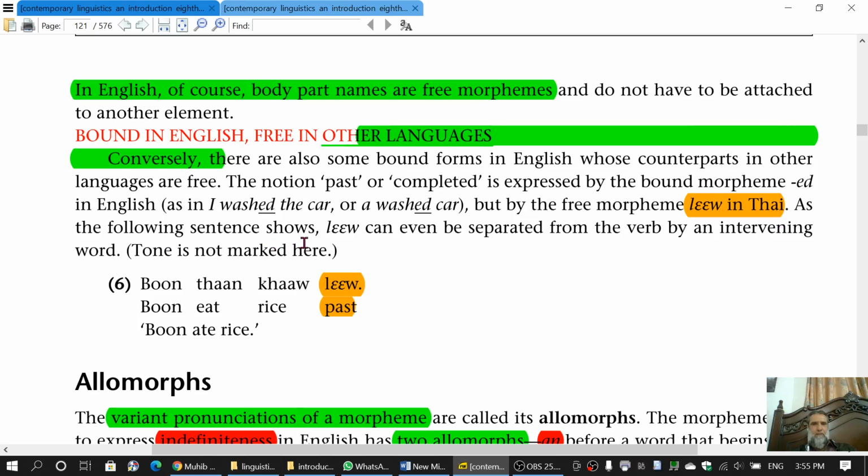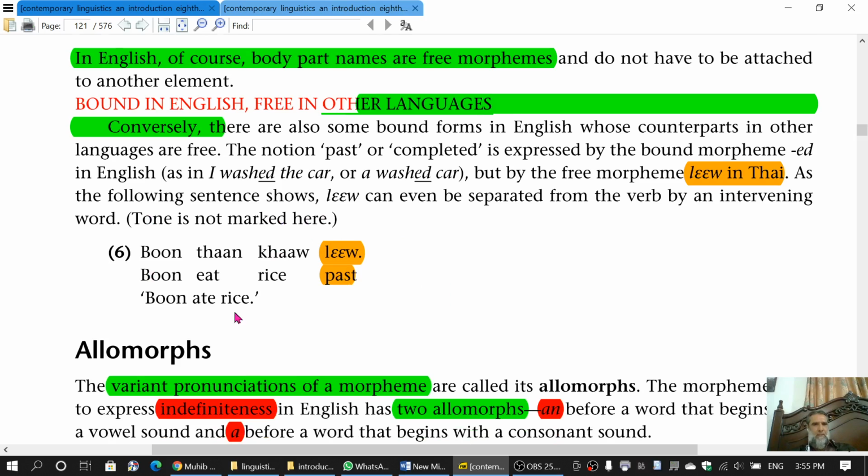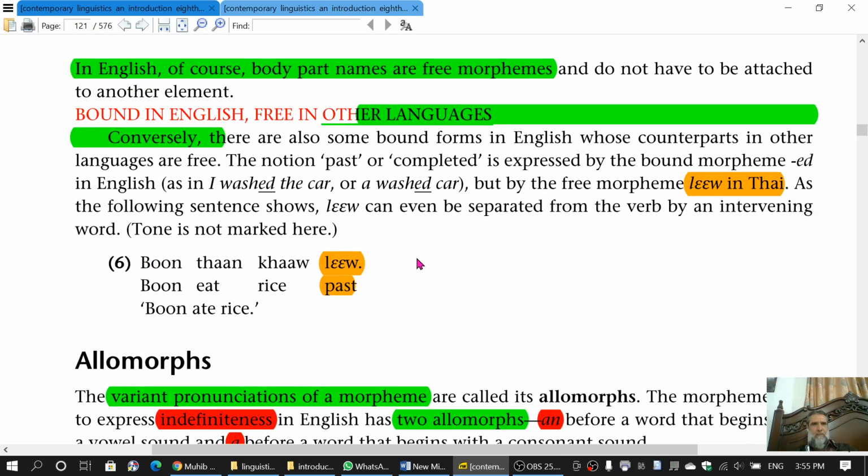As the following sentence shows، مزید جملے میں دیکھیں لو can even be separated from the verb، لو کو آپ verb سے سپریٹ کر سکتے ہیں by an intervening word، اس میں بیچ میں بھی ایک ورڈ آتا ہے، یعنی یہ لفظ ان دونوں کے بیچ میں ہے. Tone is not marked here، انٹونیشن وغیرہ اس میں نہیں ہے، یہ اس کی ضرورت نہیں ہے آپ کو جاننے کی. تو یہ میں نے آپ پہلے سے ہی بتا دی، ٹرانسلیٹ ہو گیا ہے.